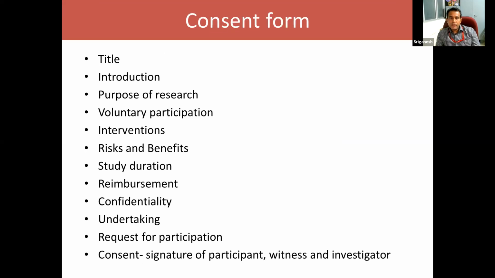Most of you will be familiar with this, but these are the minimum things that should be present in your consent form: the title, introduction, purpose of research, highlighting the voluntary nature of participation of the patients or subjects, what interventions you are going to do, the risks and benefits that the patient is likely to achieve by participating in the study, duration, reimbursement, whether you are providing any monetary benefit to the patient, and confidentiality, again very important, that is, how are you going to anonymize the details of the patients when you are performing the analysis or disseminating the findings of your research, and request for participation, and then the consent signed by the participant, witness, and the investigator.